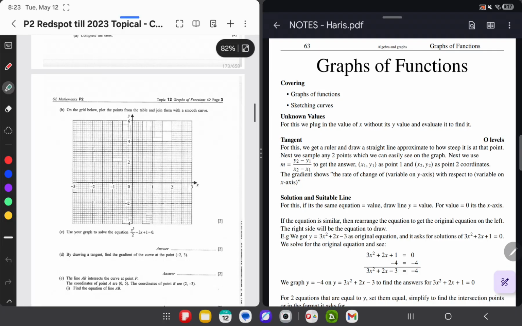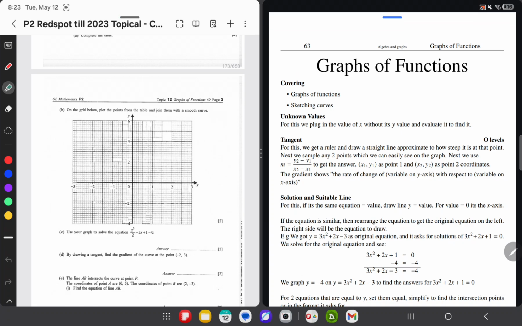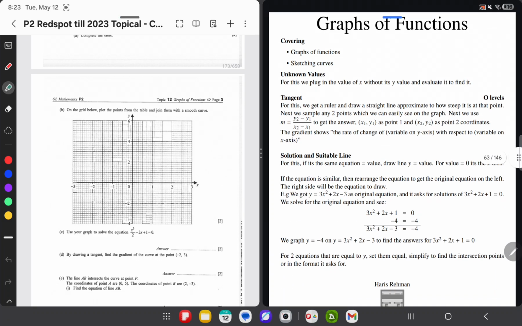Tangents. How do you draw a tangent and why do we draw a tangent? Now here it's stated for O levels. I think it's also for IGCSE. It's basically just drawing a line. Okay, so it's the same process for both O levels and IGCSE. I'm just misleading people.